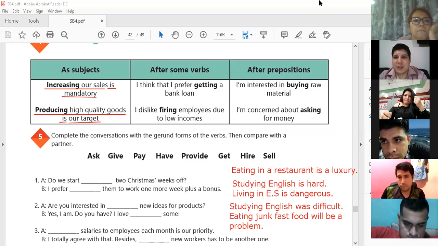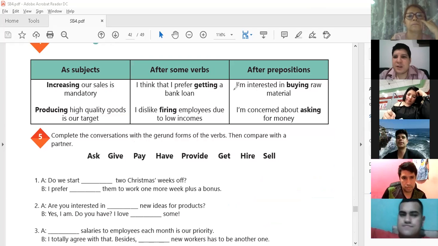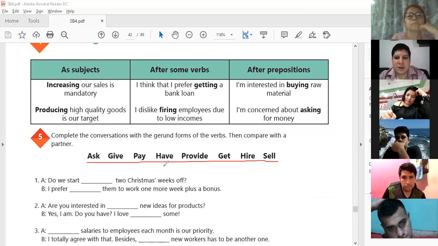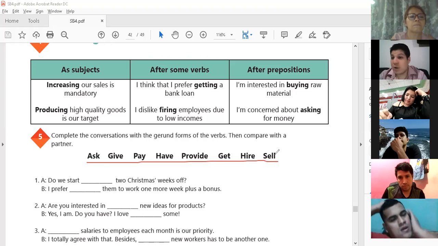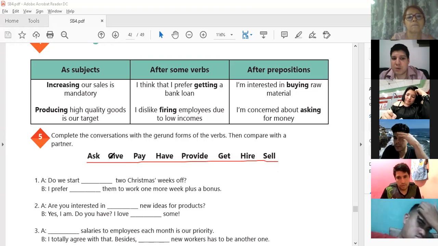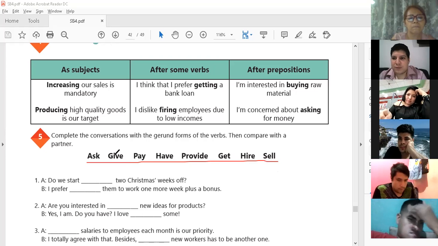Okay, so let's use this. I know that it's going to be a little bit difficult. Este tema siempre algo enchivolado. This is what I need you to do, guys. I wanted to use these verbs: ask, give, pay, have, provide, get, hire, sell. And if it's difficult for you, use the verb to be. Okay? Pedir tal cosa. Y me dan un complemento. Darle tal cosa a alguien, por ejemplo, y me dan un complemento. Okay?